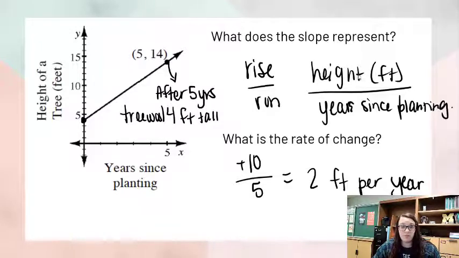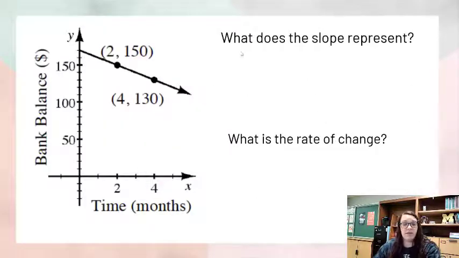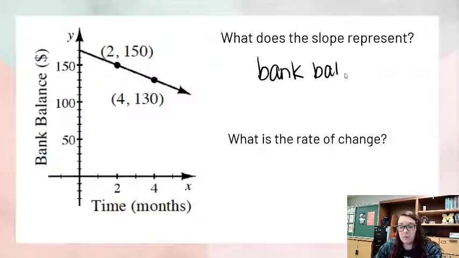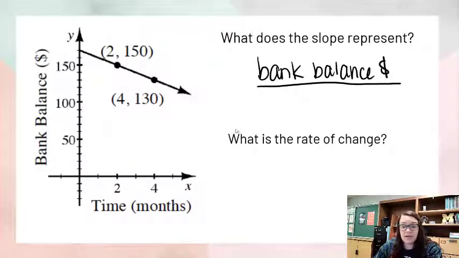Notice how I just did the numerator over the denominator, and I put per in between to show that it was a rate. Moving forward, another one like this. We've got time in months in the bottom, and we've got bank balance on the top. So this is how much money you have in your bank account as time goes on, and notice it's going down. You're spending some money. So in this case, what does the slope represent? Well, the rise is the bank balance in dollars, and the run is the time in months.